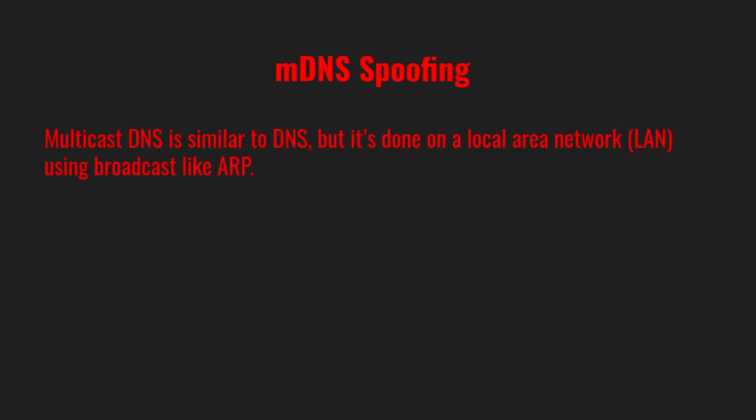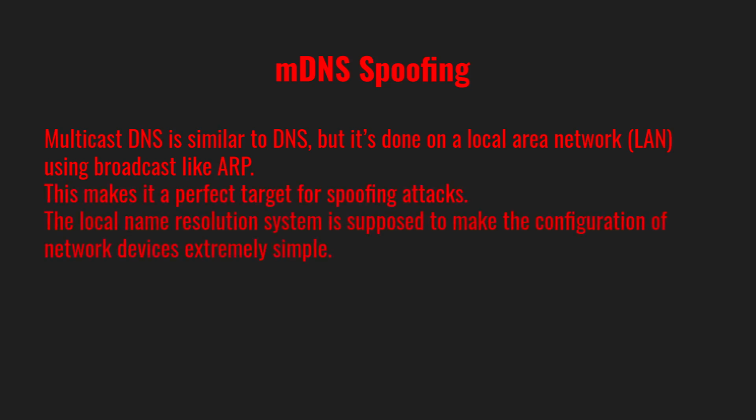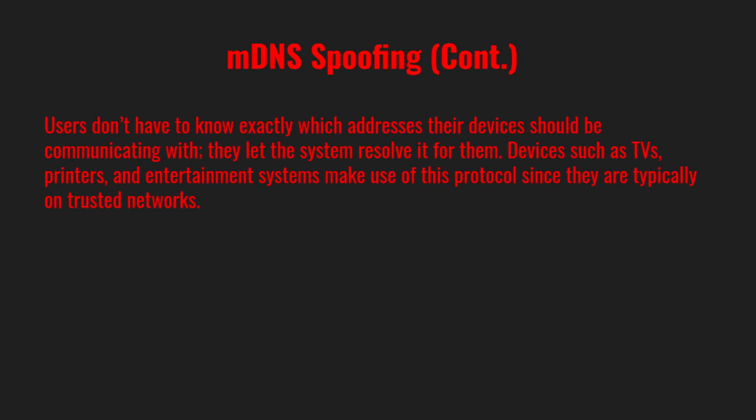Now we have mDNS spoofing, or multicast DNS. So multicast DNS is similar to DNS, but it is done on the local area network, the LAN, using broadcast like ARP. This makes it a perfect target for spoofing attacks, and the local name resolution system is supposed to make the configuration of network devices extremely simple. Also, the users do not have to know exactly which addresses their devices should be communicating with. They let the system resolve it for them.